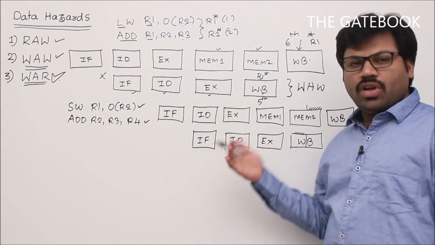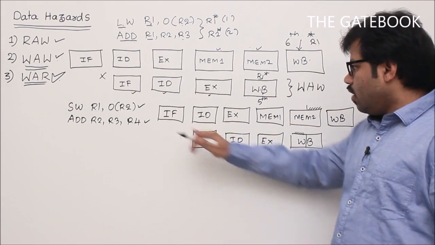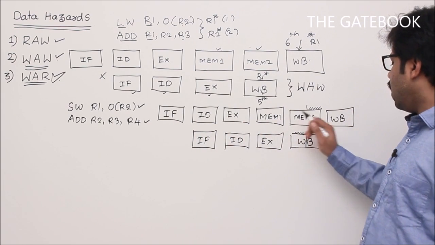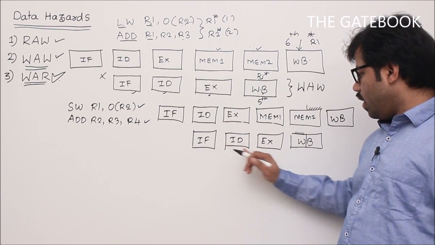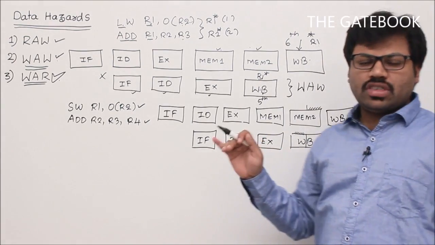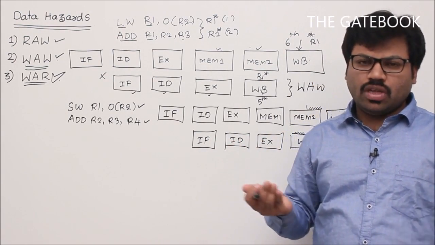Again, here you have variable length stages, like a variable number of stages. Fetch, decode, execute. You again have two memory stages and write back. And instruction fetch, instruction decode, execution, write back, because the add instruction requires only 4 stages.